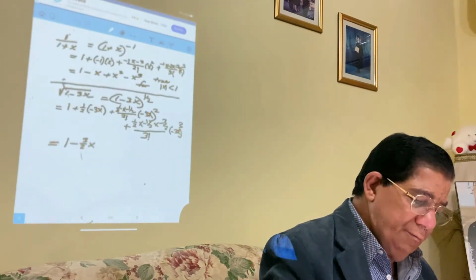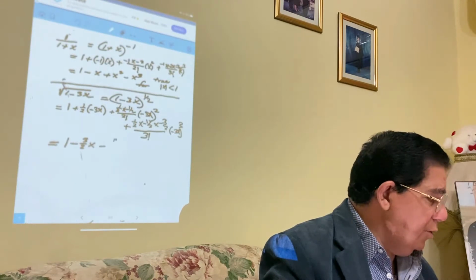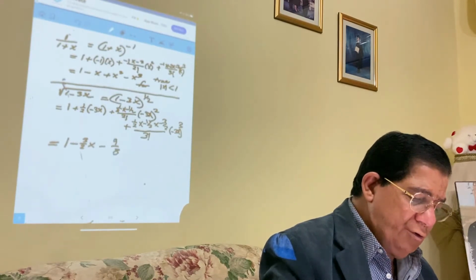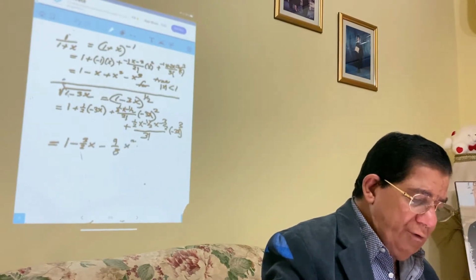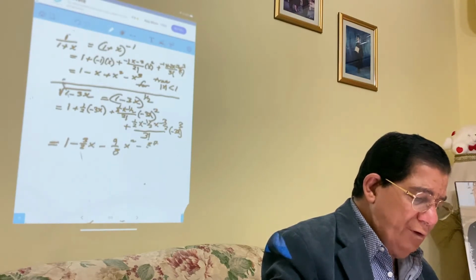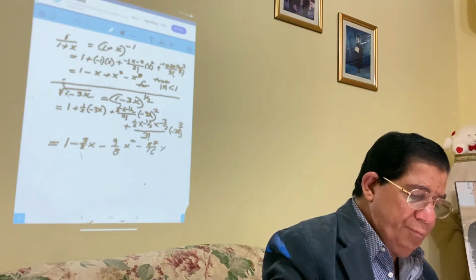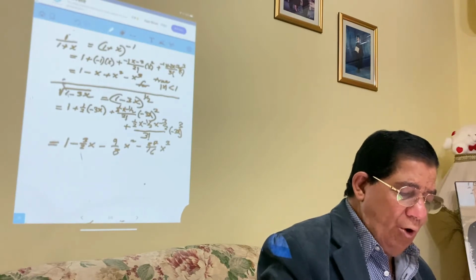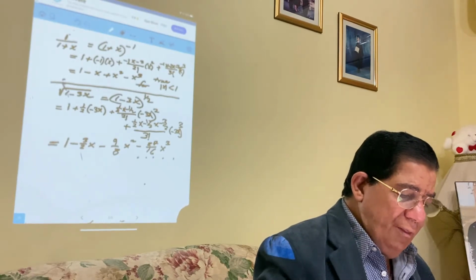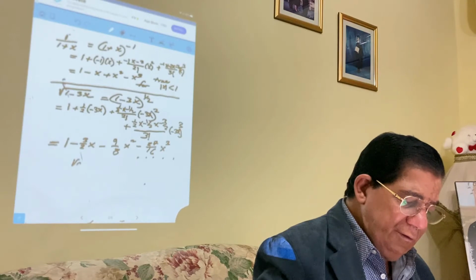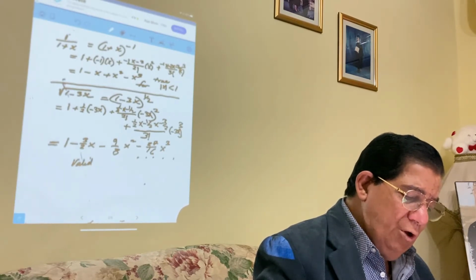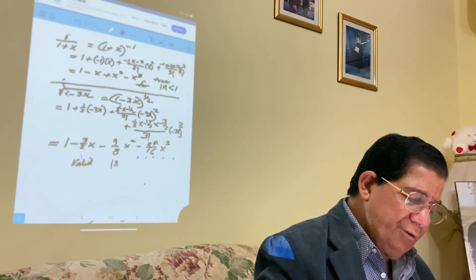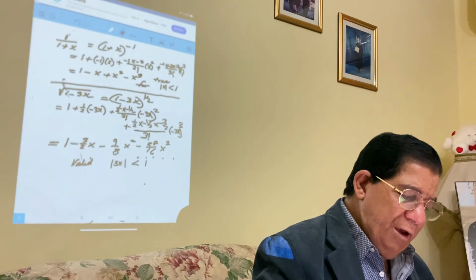Minus 9 over 8x squared minus 27 over 16x cubed, and so on. This is valid for x, which is modulus 3x less than 1, which means modulus x less than 1/3.